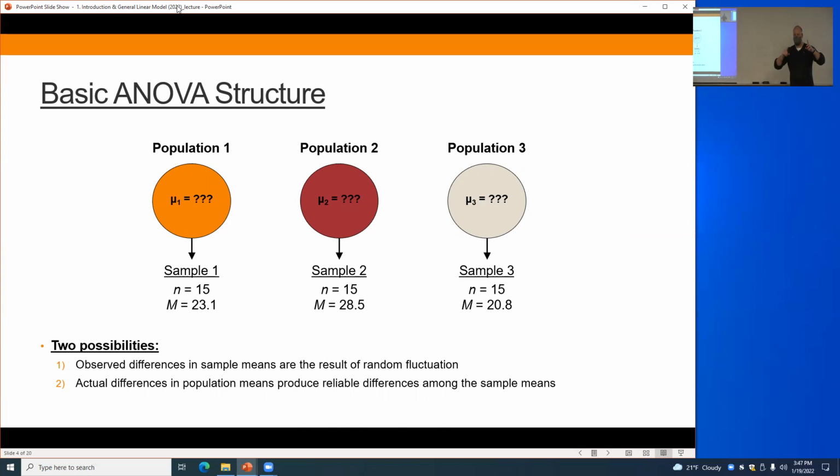First years, it's been about a month since you've been exposed to this. The second years, a little bit longer. Questions about what we're talking about here, or are we on the same page?